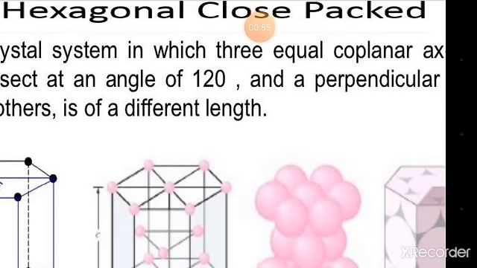Hexagonal close packed. The HCP structure contains three types of atoms in three layers. 12 corner atoms, one at each and every corner of the hexagon. 2 base-centered atoms, one at the top face and another one at the bottom face. 3 atoms are situated in between the top and bottom face of the hexagon.